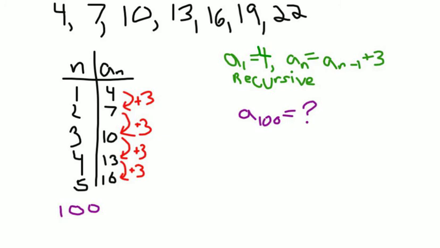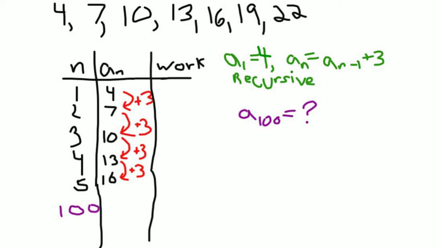So maybe there's a faster, more efficient way of finding a sub 100. And of course there is. We can find a direct rule, which allows us to go directly from knowing the term number, 100, to getting the value of that term, which we don't know yet. So to help us do that, I always like to show my work in the table.